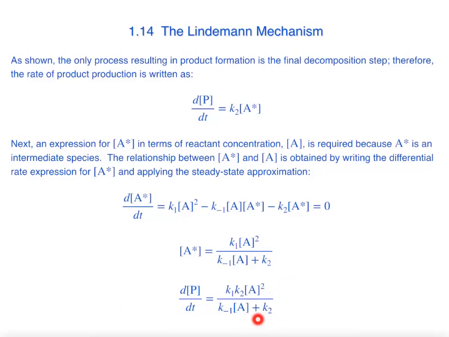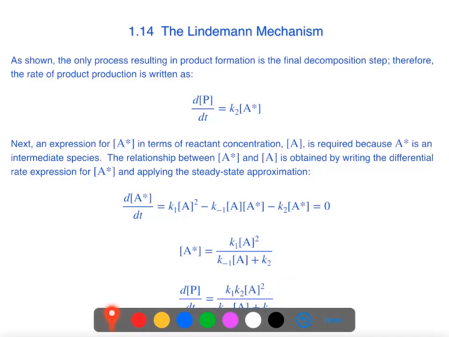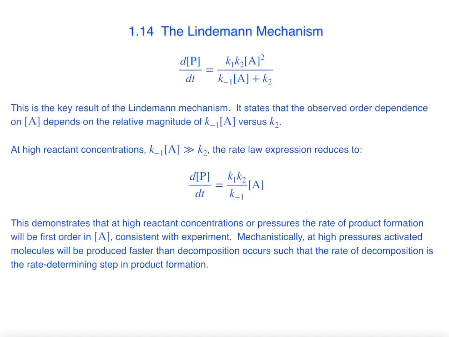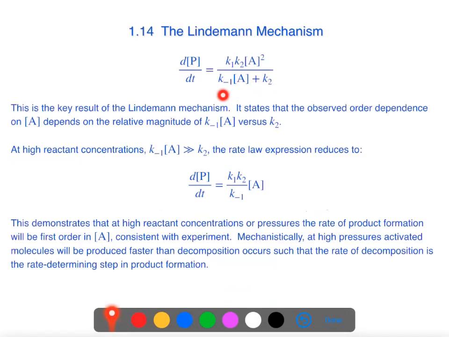So now let's look at how the concentration of the reactant can affect the order dependence of the reaction. This is the key result of the Lindemann mechanism. It states that the observed order dependence on the concentration of A depends on the relative magnitude of these two terms. So we're comparing the product of the rate constant k-1 times the concentration of A to that of the magnitude of k2.